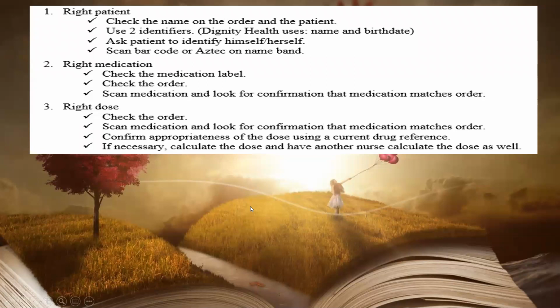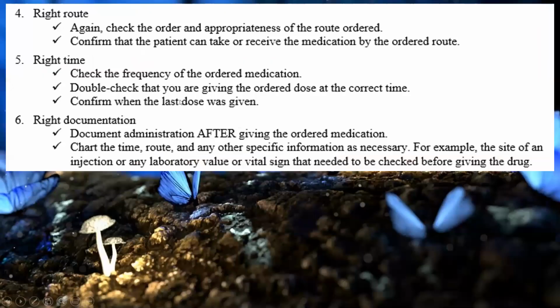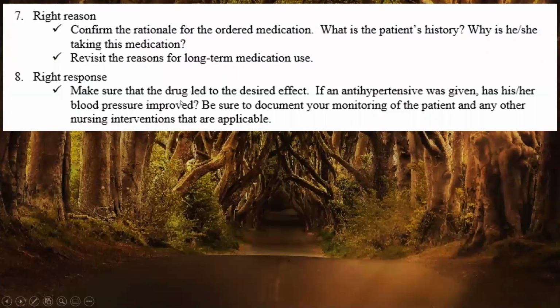I'll let you read through here. I just gave an example of one hospital system that I am familiar with. They use a name and a birth date as an identifier, but I'm going to let you go through and read what each of these things mean as far as the rights for the medication. And I'll let you read through those as well, and then they are added to.